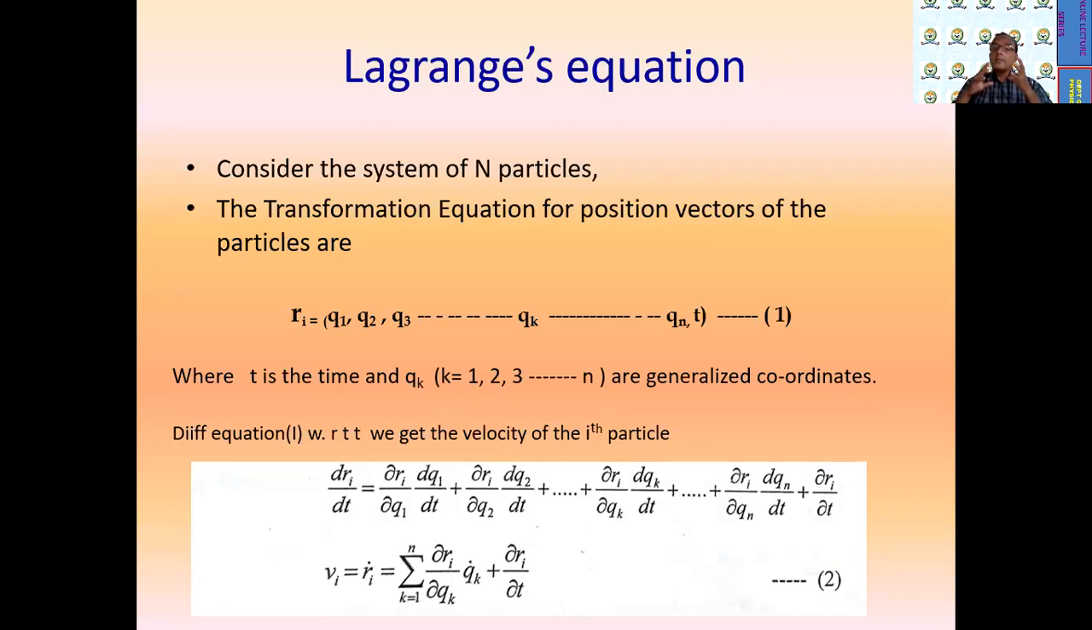For the ith particle, we will get the velocity, because Ri is the displacement, and therefore dRi by dt, if we take the derivative, then it comes as ∂Ri/∂q1 times dq1/dt plus ∂Ri/∂q2 times dq2/dt and so on, plus ∂Ri/∂t. Therefore the final equation we can write as the velocity Vi equals Ri dot, that means the rate of change of displacement of the ith particle, equals the summation over k from 1 to n of ∂Ri/∂qk times qk dot, plus ∂Ri/∂t. This is equation number 2.